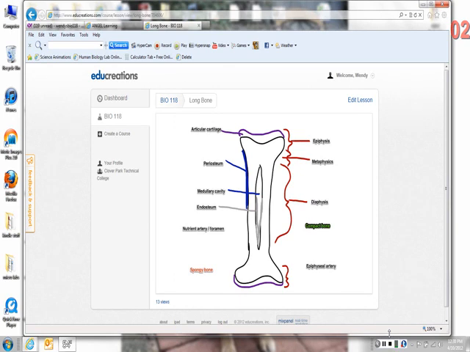We're also going to have nutrient arteries that are going to come in through a hole called the nutrient foramen. This is going to supply blood to the diaphysis of the long bone. And then at the end of the bone, we'll have an epiphyseal artery that will supply blood to the ends of the bone.